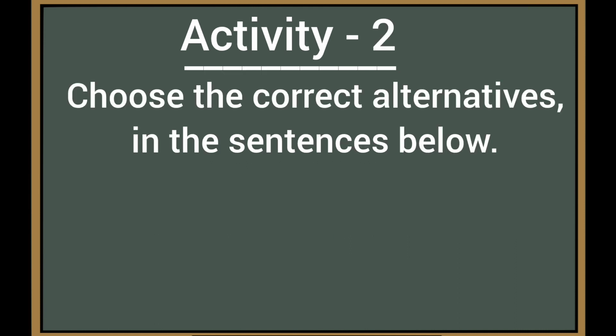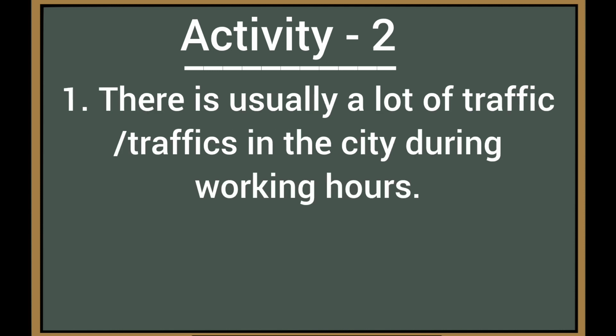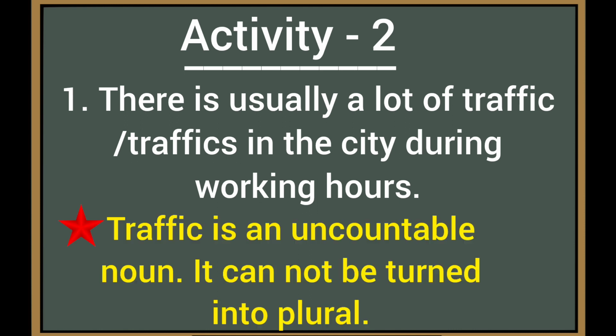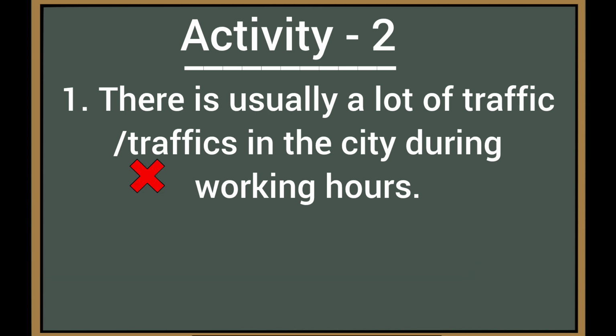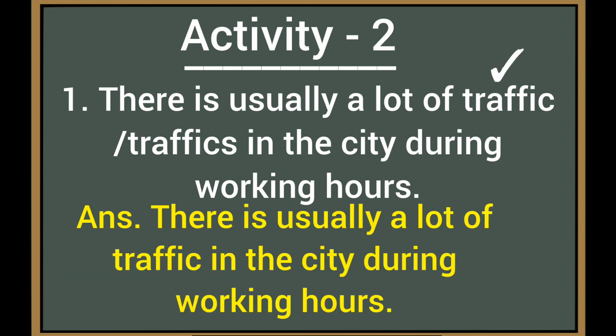Now, activity 2. Choose the correct alternatives in the sentences below. Yes, here there are 8 sentences and we have to choose the correct one in every sentence. Number 1. There is usually a lot of traffic or traffics in the city during working hours. We have to choose here traffic or traffics. We can see traffic is an uncountable noun, so it cannot be turned into plural form. Traffics is incorrect, so traffic is correct. We will put a tick here.